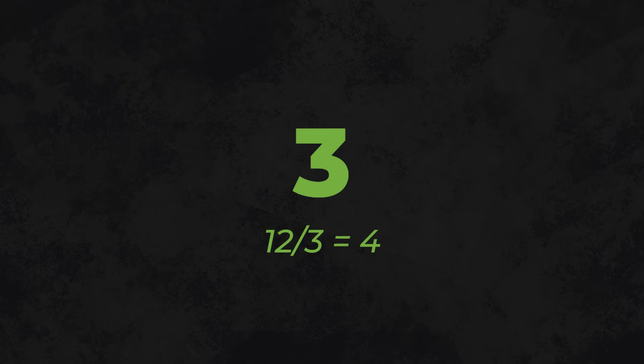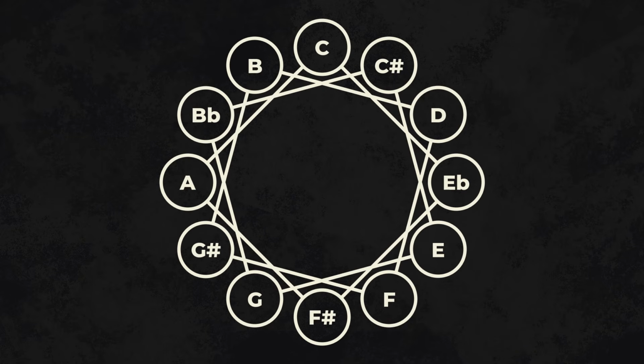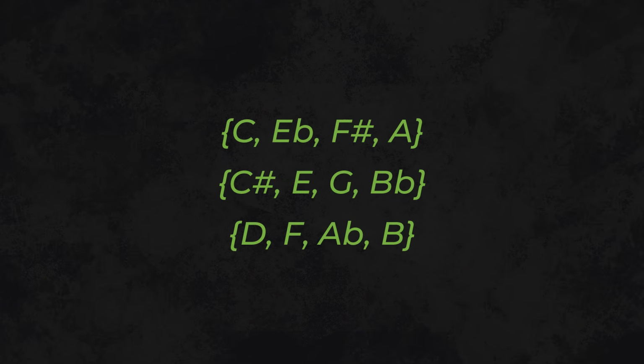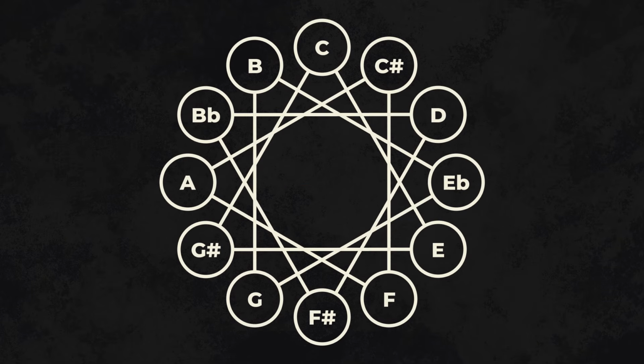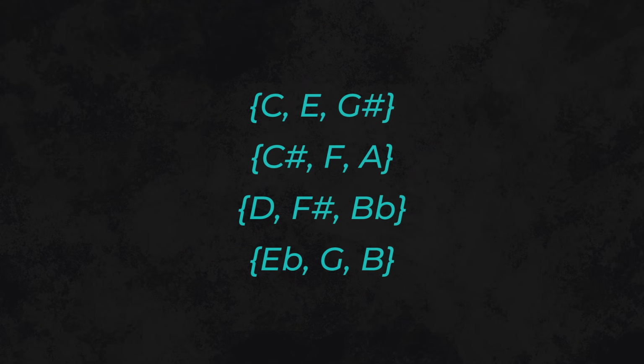3 also divides 12 evenly, creating a set of 3 squares on the chromatic circle. These 3 squares correspond to the 3 possible diminished seventh chords. 4 divides 12 into a set of triangles. These 4 triangles represent the 4 possible augmented triads, which contain 3 notes each. Now, finally, we get to 5. 5 is the first prime number that doesn't share any factors with 12, and is thus our first circle.